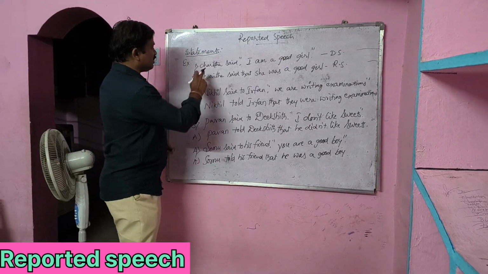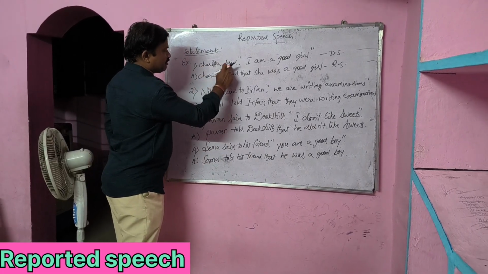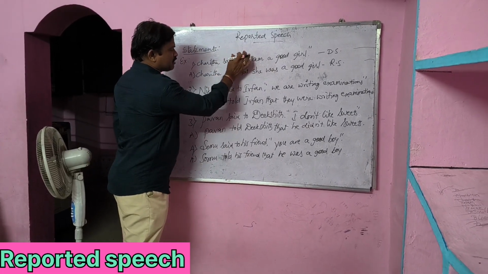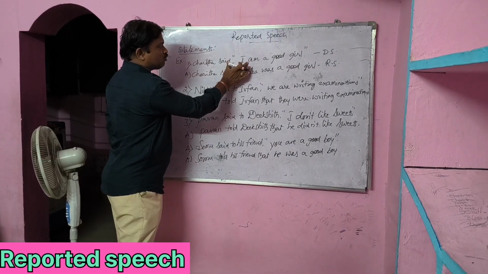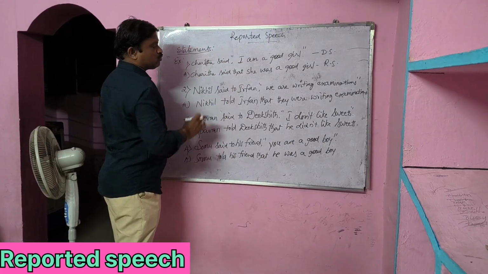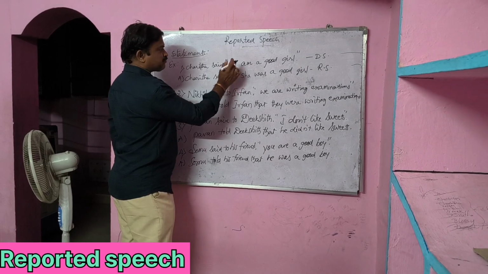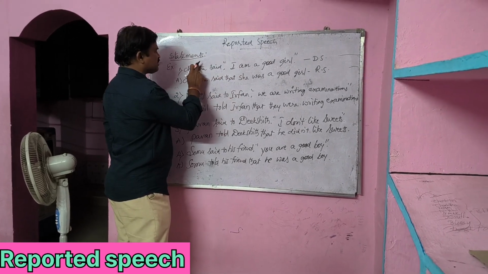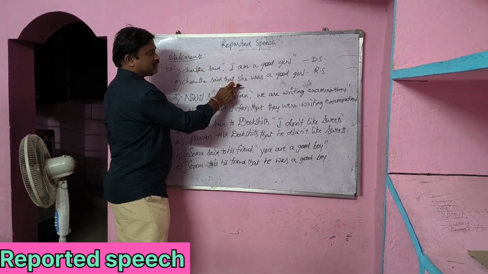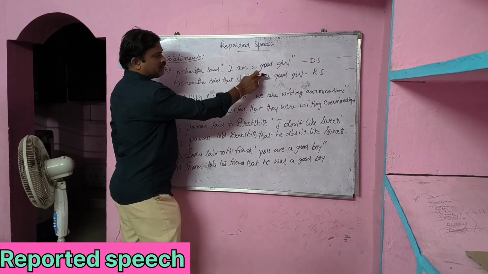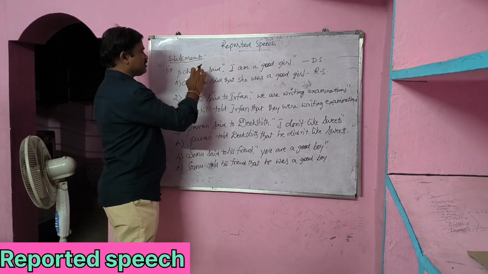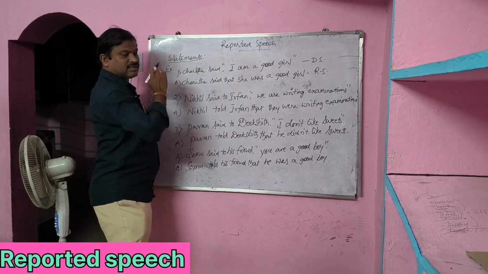Now see the first example: Charita said as it is. Just remove the inverted commas and use a linker for these two connecting words. Suppose if you observe it here, that as a linker. Again, I indicates the first character. I am is changed to I was, a good girl as it is. So this is the indirect speech.